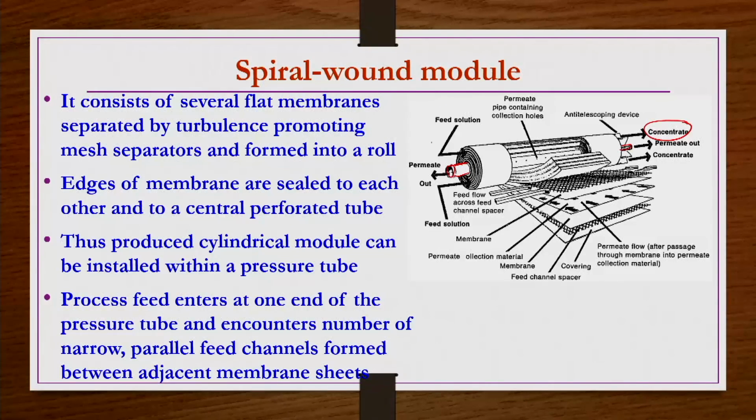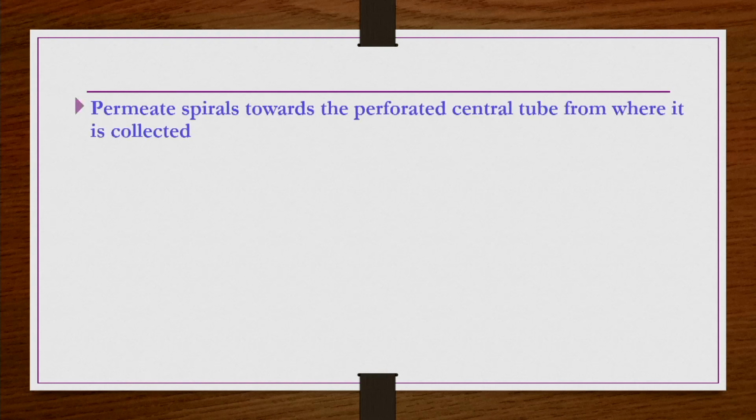Now, from one side of the pressure tube, the feed solution comes and passes through a number of these membrane surfaces, or the membrane filter medium, so that separation takes place. Then through the center the permeate is collected, whereas the concentrate is collected from the other end. This is what happens in spiral wound modules.